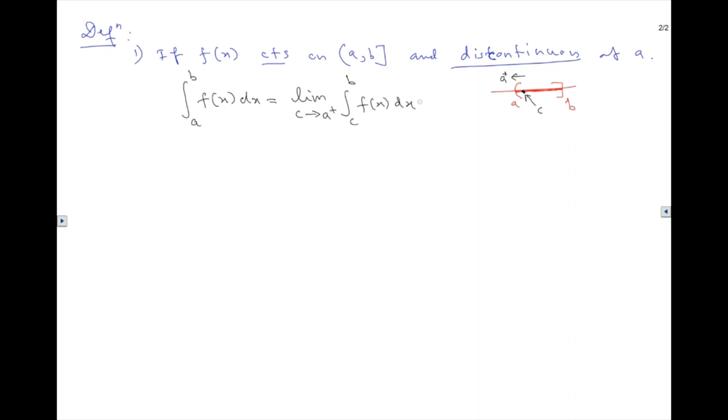So that's what we have. So what we can do, we pick a c, and then we integrate from c to b, and then we send c to a from the right. So that's the first case.